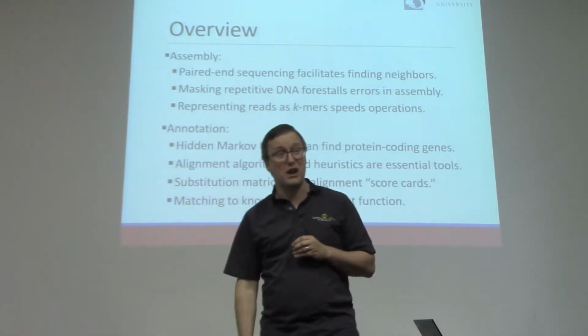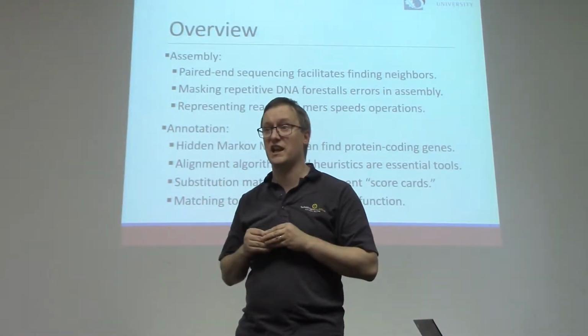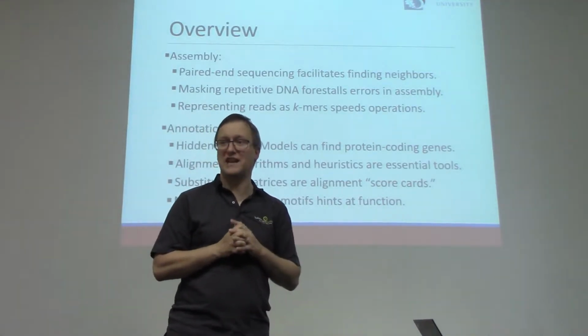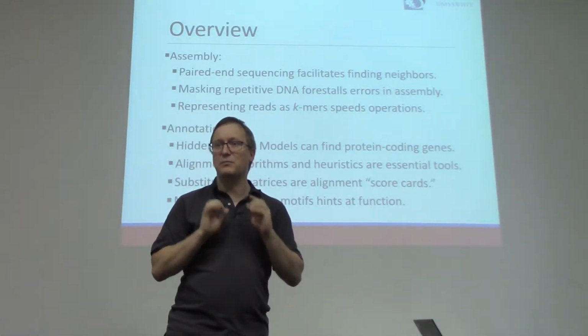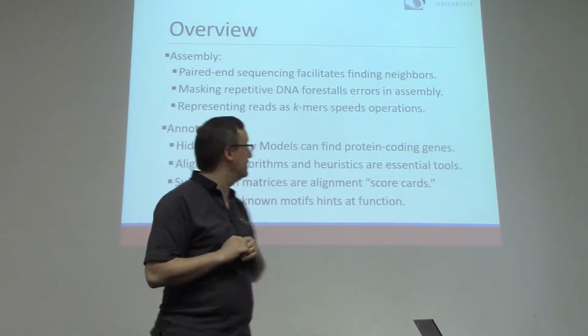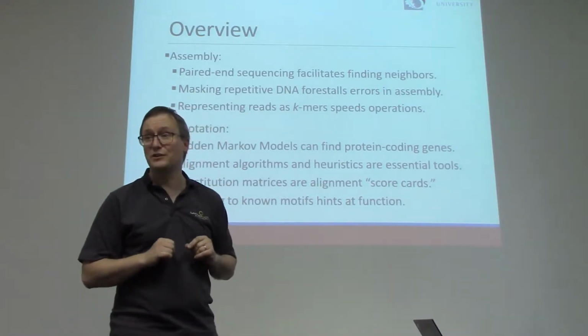After that, we'll talk about the problems of junk DNA or repetitive DNA in the assembly process. From there, we'll talk about k-mers. This is a topic that shows up all over the place in assembly informatics, so I want to make sure everybody knows what a k-mer is. And then we'll move on to annotation.